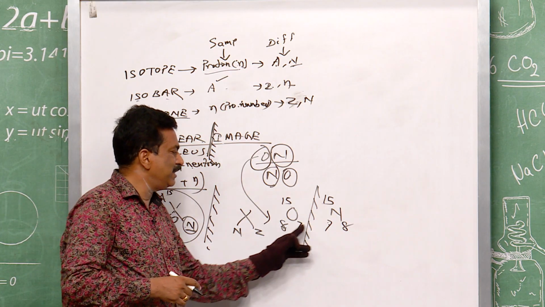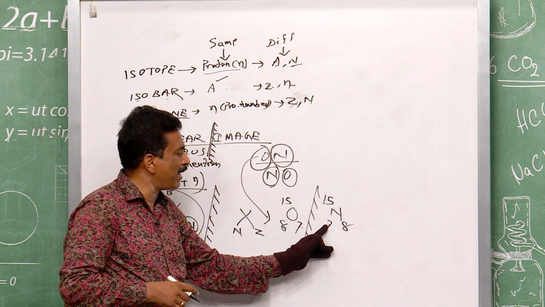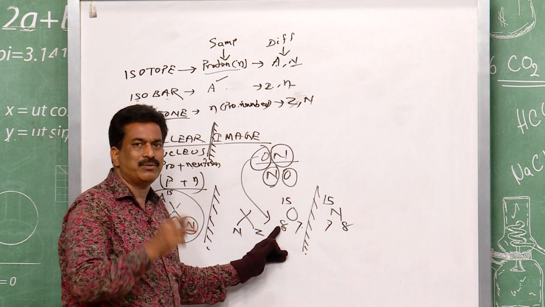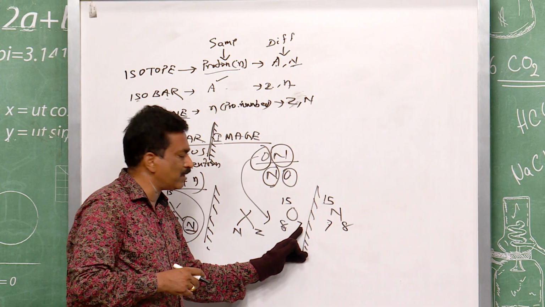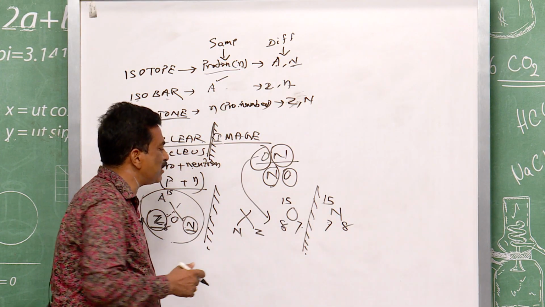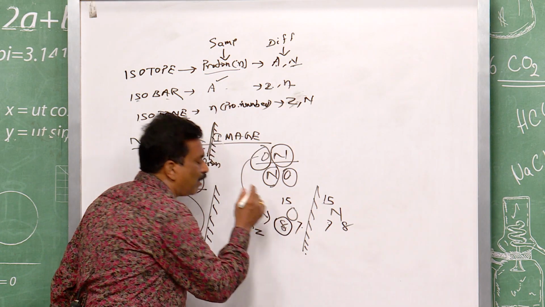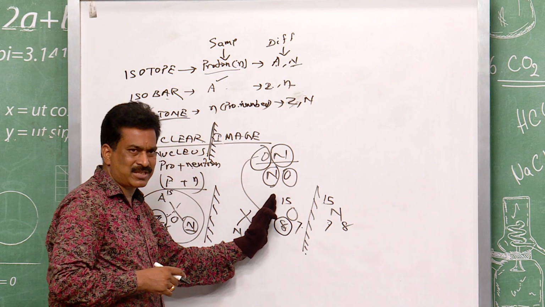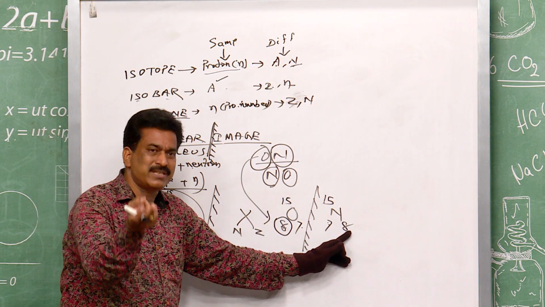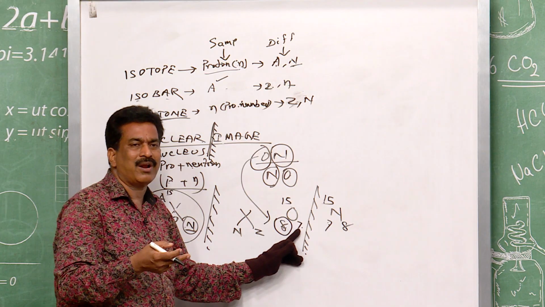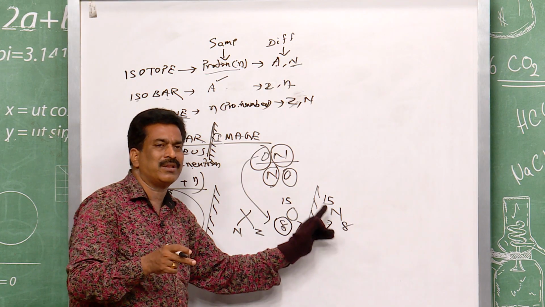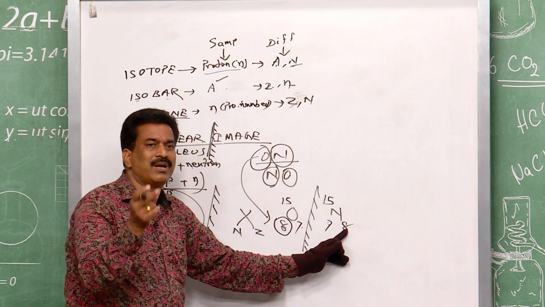Are you clear, students? This is 7, means 15 minus 7 will give you the neutron number. 15 minus 8 will give you the neutron number. So here the neutron number is 7 and here the neutron number is 8. So what it shows? The number of protons of the first one will give you the number of neutrons in the second one. Similarly, the number of neutrons in the first one will give you the number of new protons of the second one.